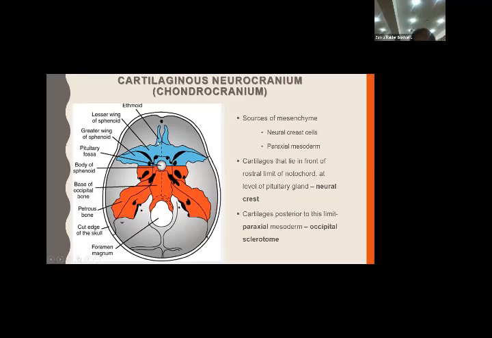So neural crest cells say this area in front of the pituitary fossa, या cranial end of the notochord, and the area in red, area posterior to the pituitary fossa, or the area posterior to the cranial or rostral limit of notochord. This develops from paraxial mesoderm. और ये जो बिल्कुल posterior part वाला जो area है, this one, ये sclerotome से आता है. कौन से sclerotomes? The occipital, the cranial mode sclerotomes.